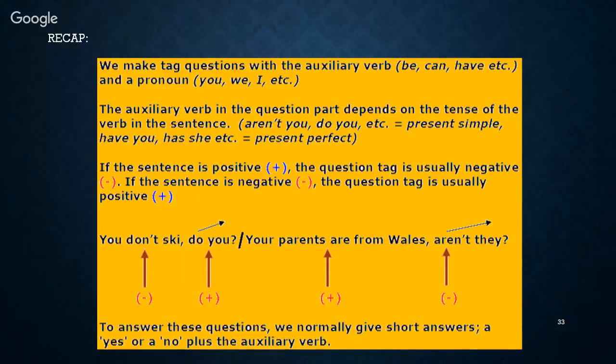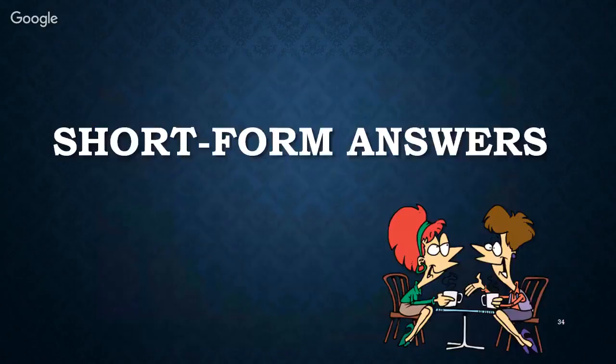If the sentence is positive, the question tag is usually negative. If the sentence is negative, the question tag is usually positive. You don't ski, do you? Your parents are from Wales, aren't they? To answer these questions, we normally give short answers, a yes or a no plus the auxiliary verb. This is about question tags. We'll do a few exercises on question tags at the end of the session.